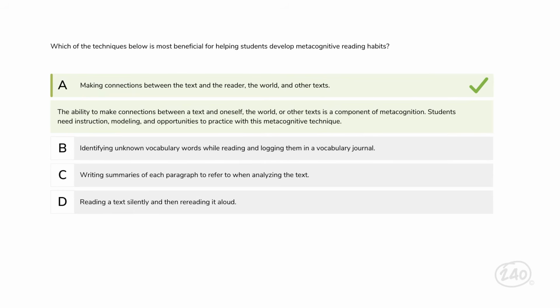The ability to make text-to-self, text-to-world, or text-to-text connections is a component of metacognition. Students need instruction, modeling, and opportunities to practice with this metacognitive technique. Let's check out a question about those 3 vocabulary tiers.